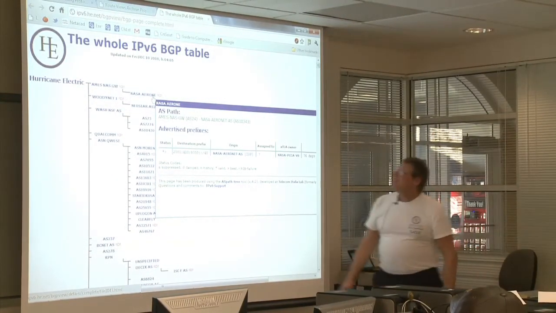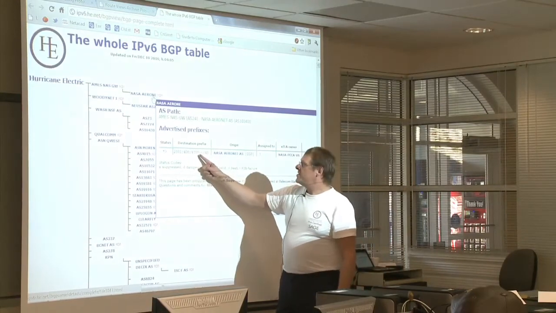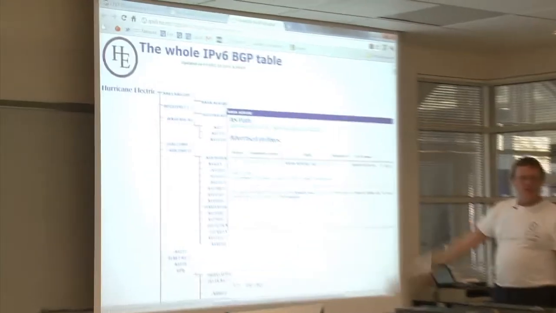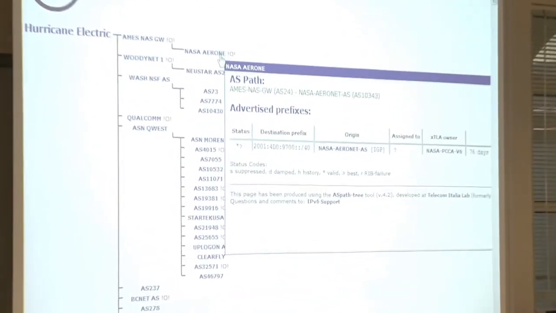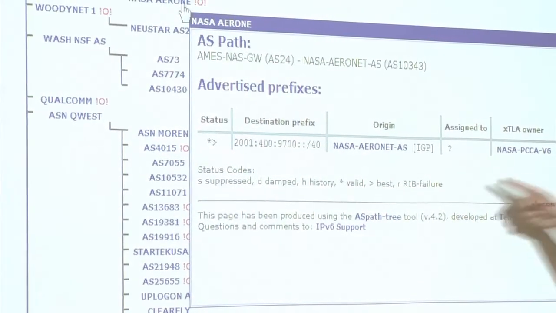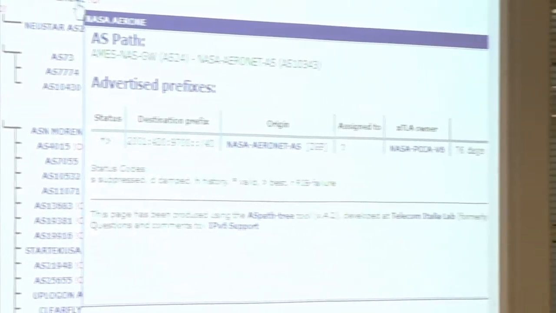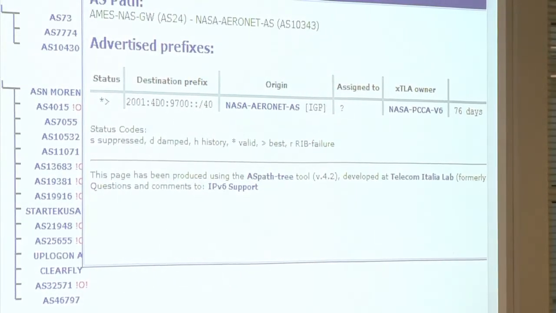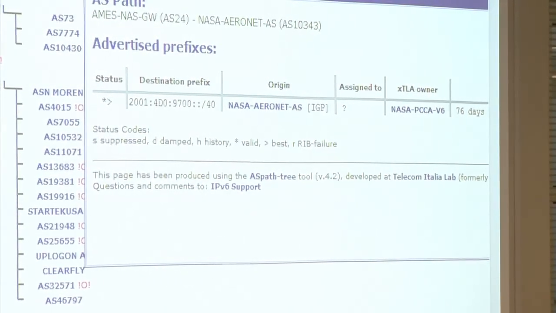There's their route, 2001:4D09:700::/40. That's an aggregate route. Remember, each company gets a /56. A whole regional internet registry gets a /23 to split up. So NASA got a /40, and there it is. It's been, I guess, 76 days since that's changed or something. I'm not quite sure. And I don't really know all the formats.